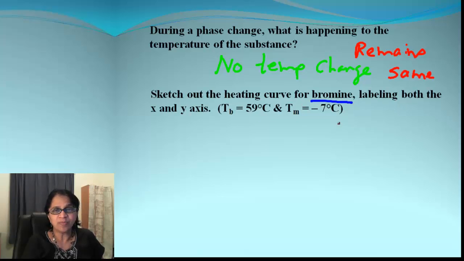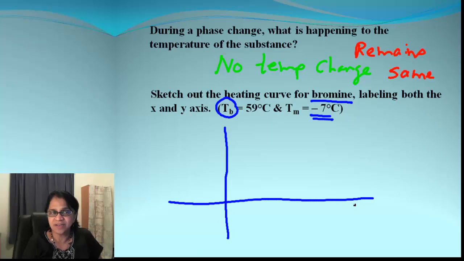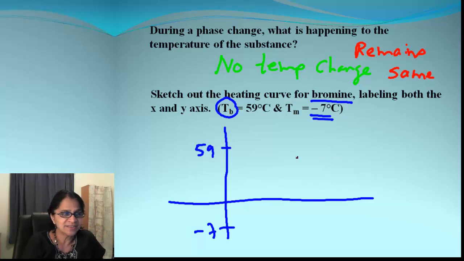The next one is that we are expected to draw a heating curve for bromine and label both the axes. Given here are TB, the boiling point, 59 degrees, and TM, the melting point, -7 degrees. Let me tell you what I do. I always draw the y and x axes, and since one temperature is negative, I make sure I have some room to show that -7 degrees. Let's say that's -7, and roughly this is 59 degrees. That is the temperature of the substance on the y-axis, and this is time or the progress of the reaction.